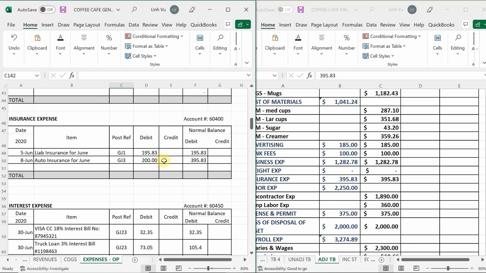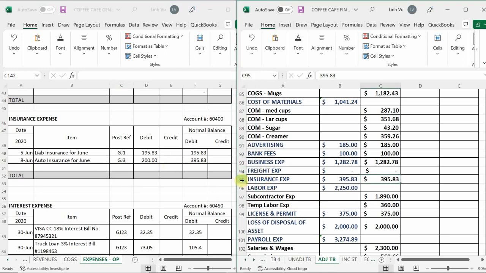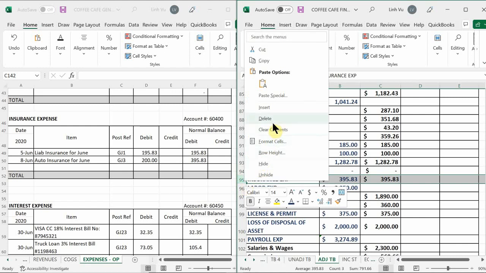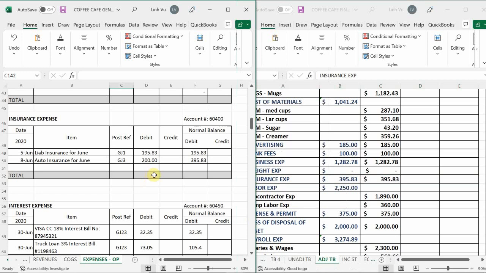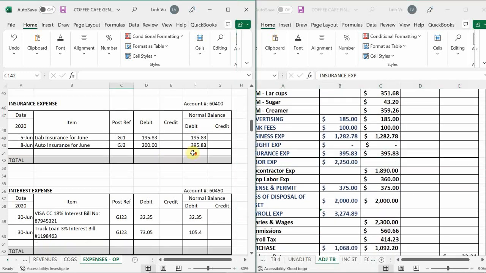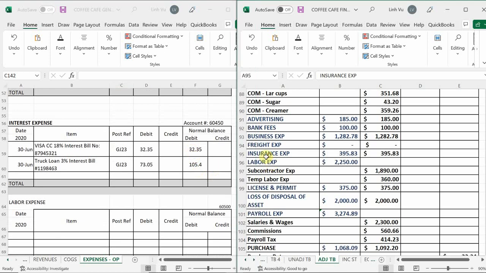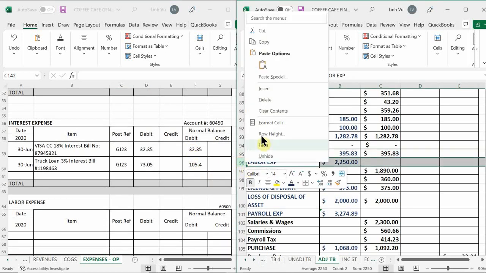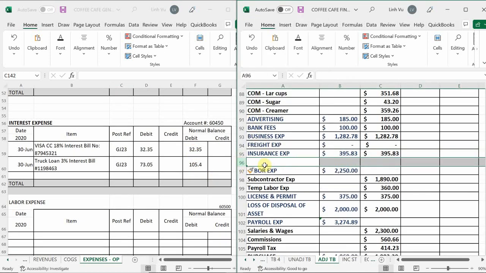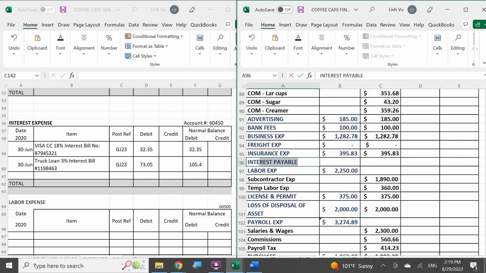Next I have here is my interest expense. So that is something that's new as well. Wait, actually, it goes insurance and then interest. Insurance expense is at $395, so that's still the same. Under that is my interest expense. So under insurance is going to be interest expense.